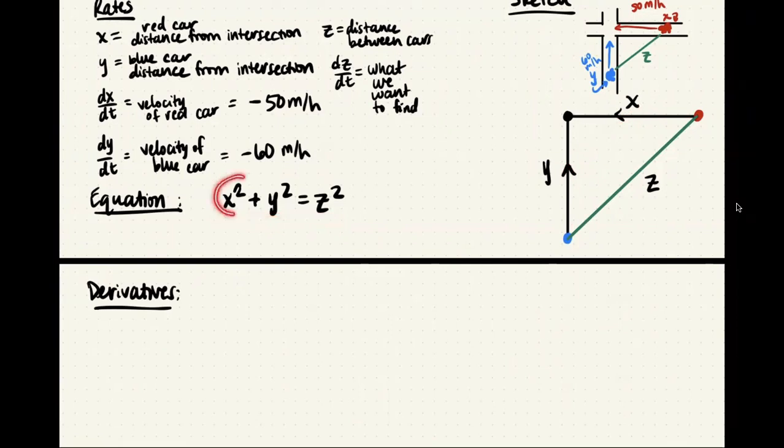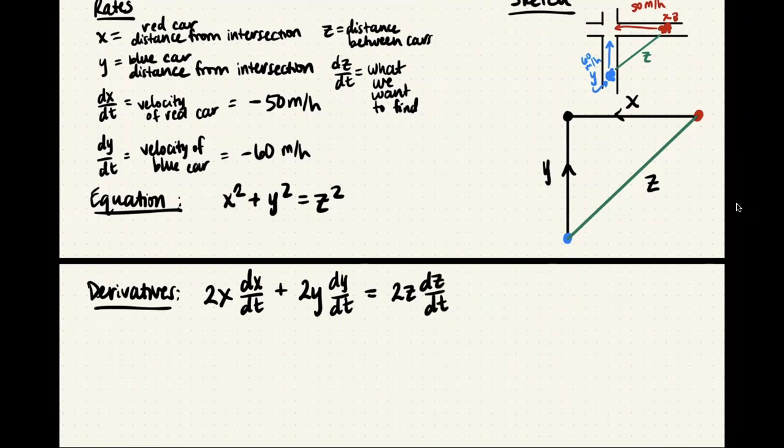Okay. So the derivative of x squared, I take the derivative as usual. So I'd get 2x, but x depends on time. So I put dx dt next to it. Plus the derivative of y squared is 2y. But again, I've got to put dy dt next to that. And the derivative of z squared is 2z. I put a dz dt next to that.